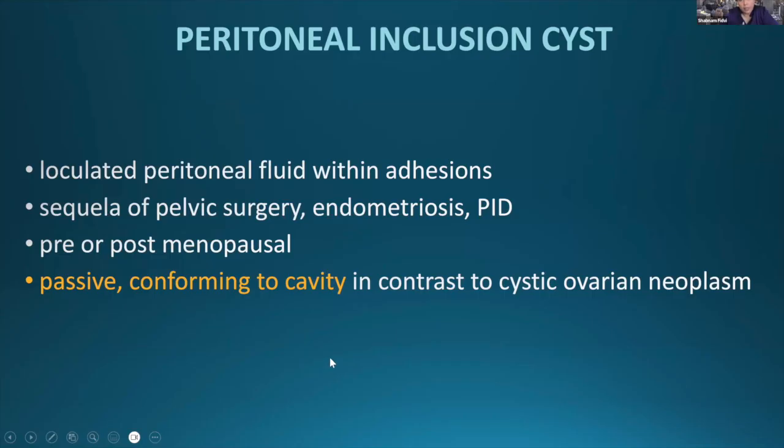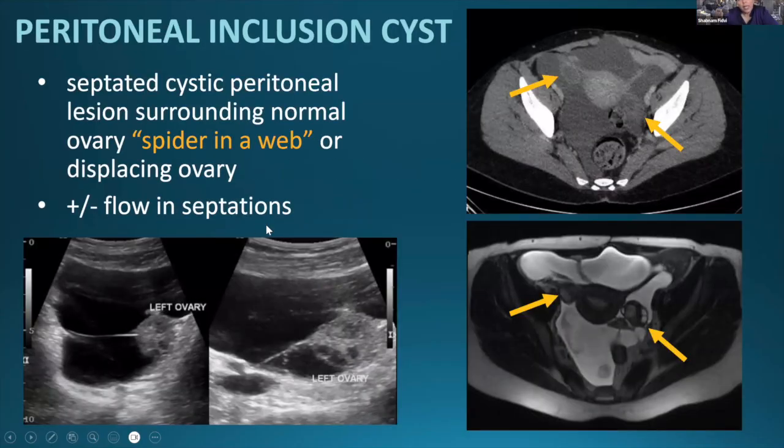And I'll show you examples of the same. This is an example of a peritoneal inclusion cyst on imaging. It's a septated cystic peritoneal lesion, which can either surround the ovary or displace the ovary. You may or may not see flow in the septations. So here on these grayscale transabdominal images, you can see that there's a septated cystic peritoneal lesion, and you can see that the left ovary is basically suspended within this septated fluid.